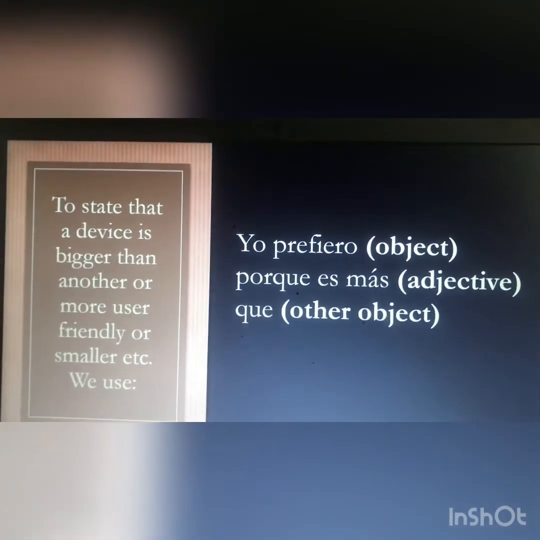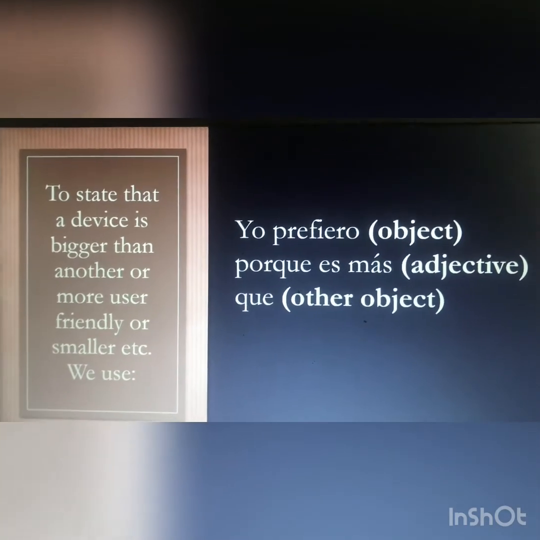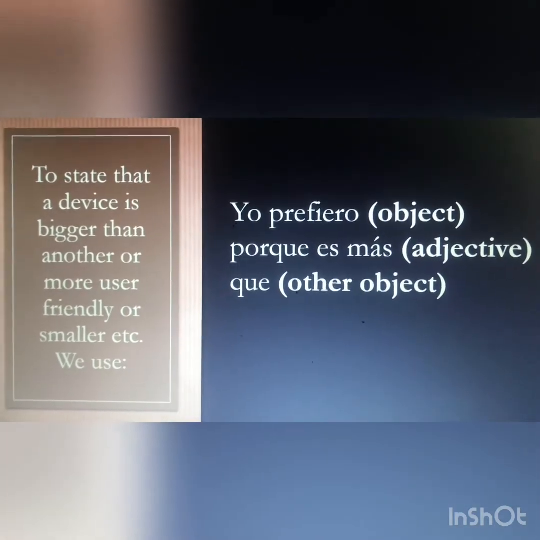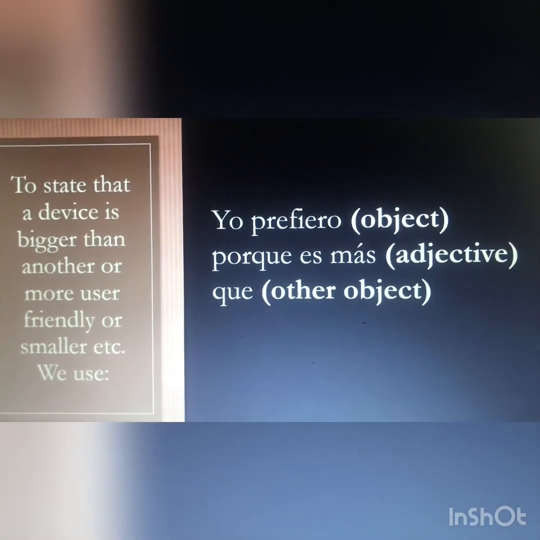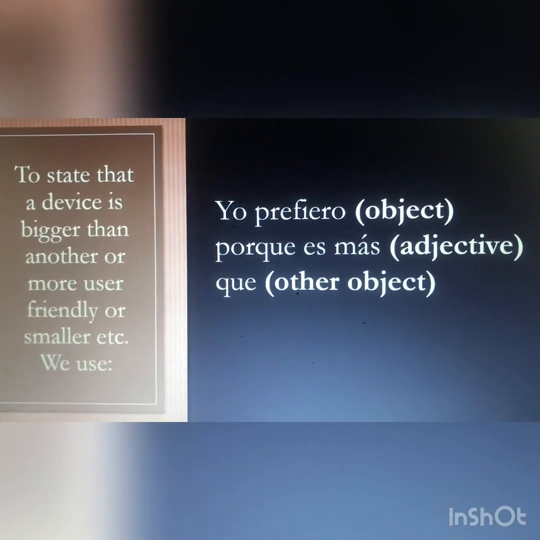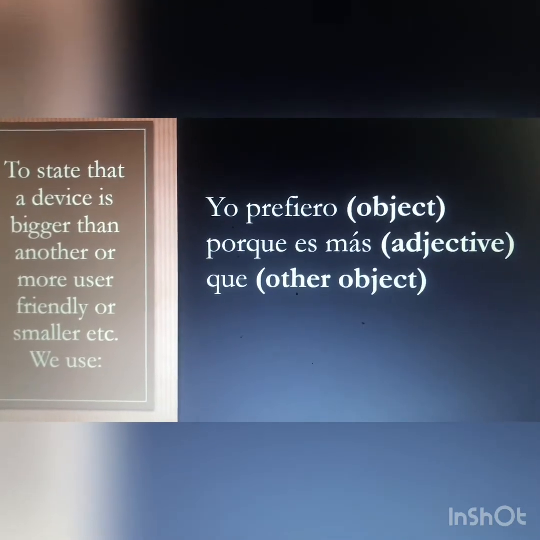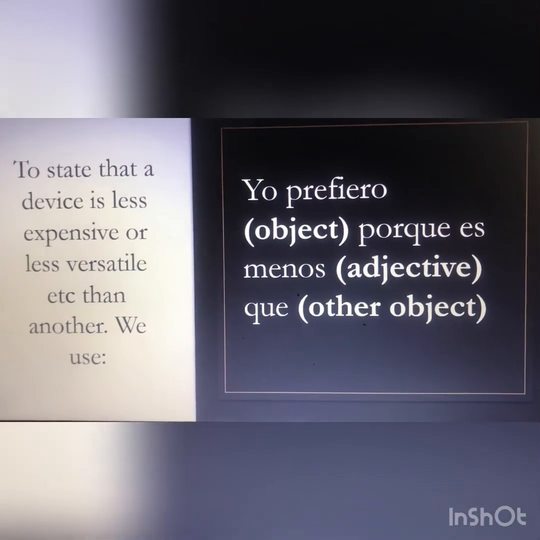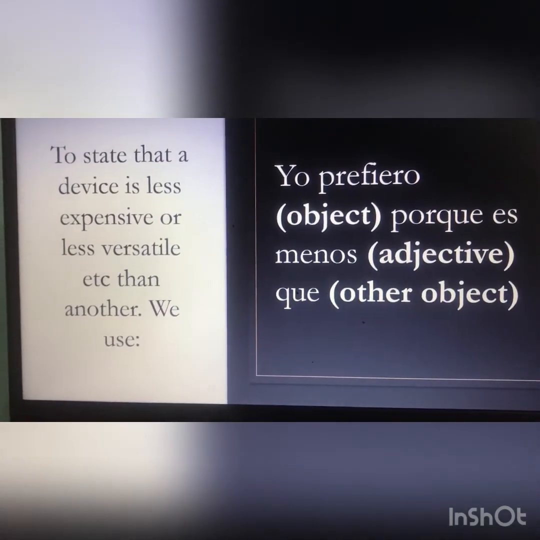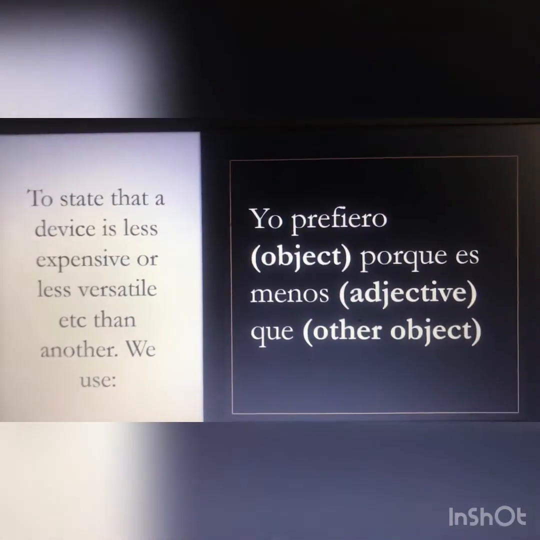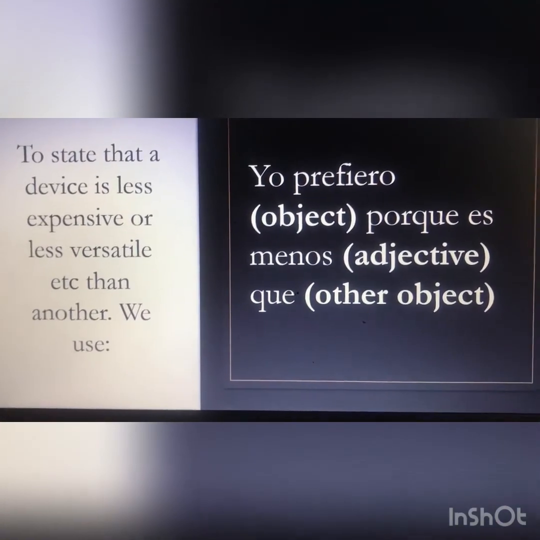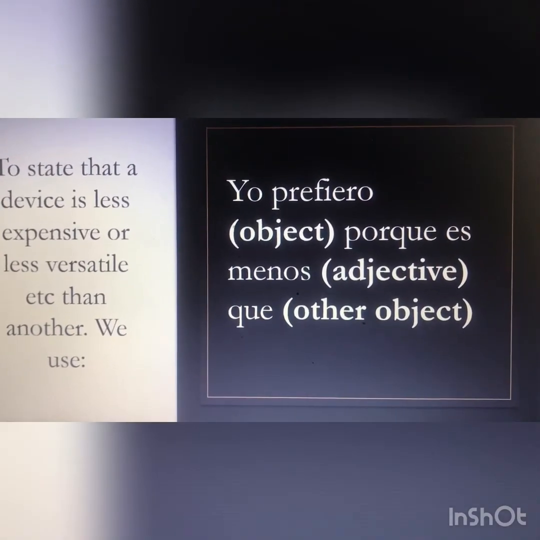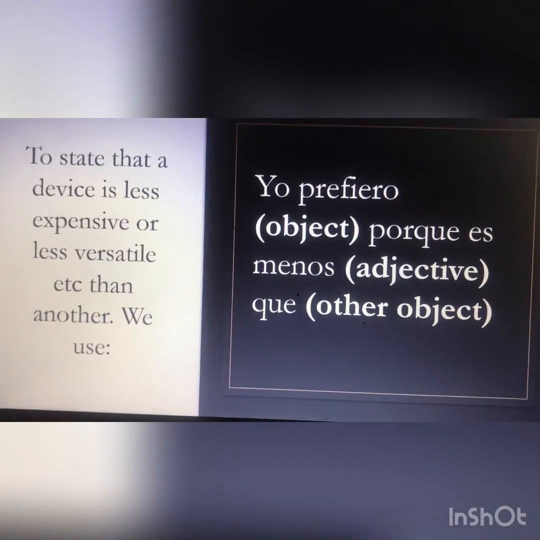Now, this is what you follow when you want to say that the object is more user-friendly, more expensive, bigger, smaller. This is the structure that we use. Yo prefiero, and you put the object, porque es más, you put the adjective, que the other object. Now if you want to state that it is less, less expensive, less versatile, less cheap than the other object, then this is the structure that we use. Yo prefiero, then you put the object, porque es menos, you put the adjective, que the other object.